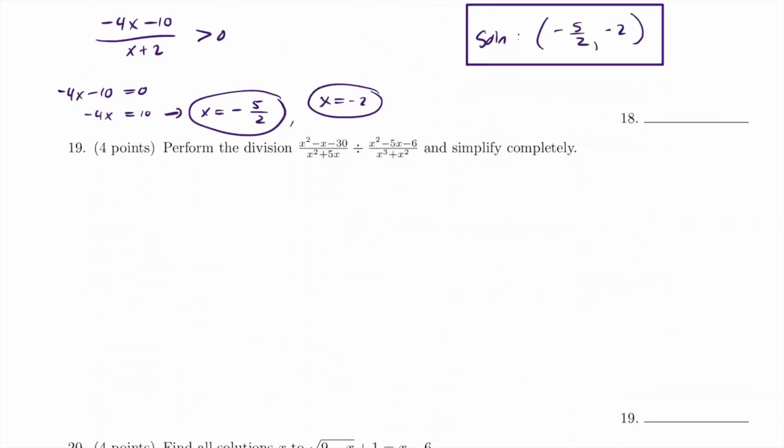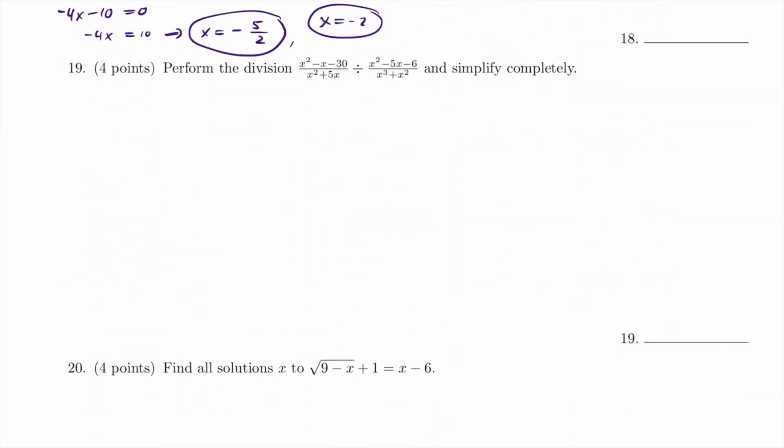All right, so let's go into number 19. For 19, we're going to do a lot of factoring and then simplify. Every time you see division, change it to multiplication, but remember to reciprocate the next fraction. So I'll rewrite first: x squared minus x minus 30 over x squared plus 5x, times, I reciprocate the fraction, x cubed plus x squared over x squared minus 5x minus 6.